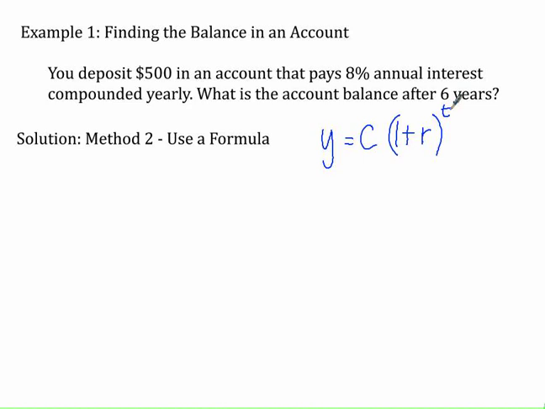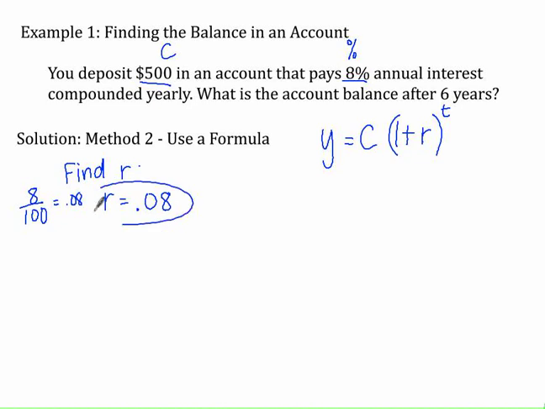Okay. So c is going to be 500, obviously our initial amount. 8% is our percent growth, so our r here is going to be 0.08, right? So we have 8 divided by 100 equals 0.08. So we have r equals 0.08. C is equal to 500. I'm going to set this up, and 6 years is t, right?